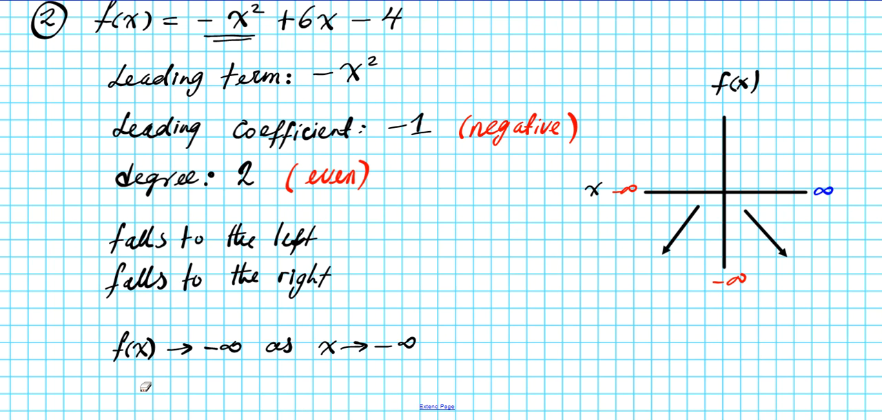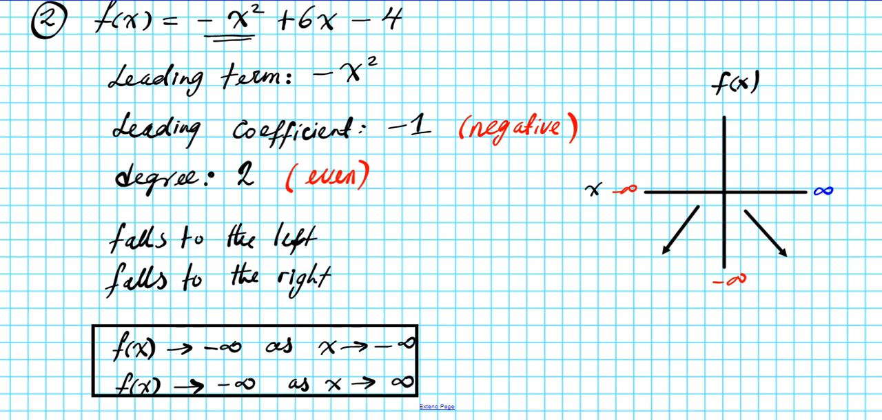The polynomial falls to the right. That means f of x approaches negative infinity because you're falling again as x approaches the right end, which is positive infinity. So there goes your end behavior using the correct mathematical notation.